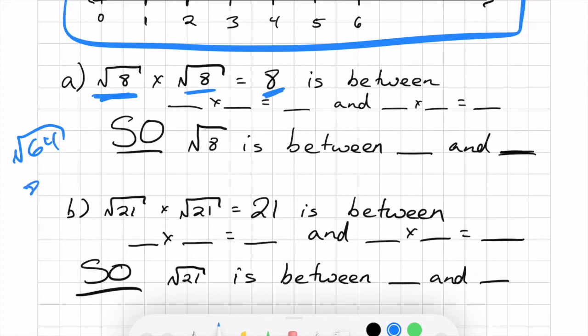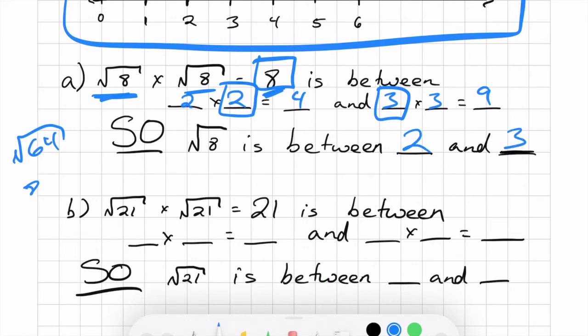So 8 is between 2 times 2, which is 4, and 3 times 3, which is 9. So it's going to fit in between 2 and 3, okay? Now, if you want to double check me on that, you can take the square root of 8 on your calculator. But for right now, let's just stick with this routine, okay?